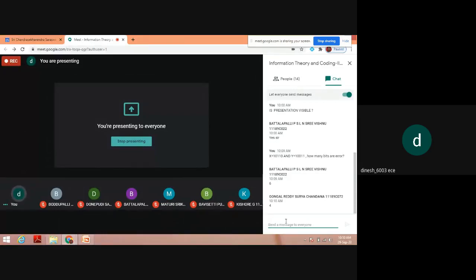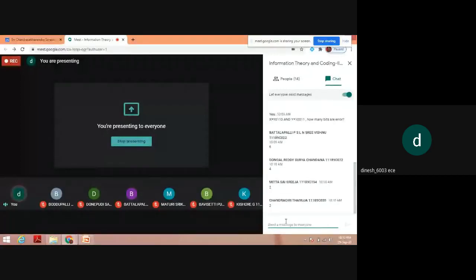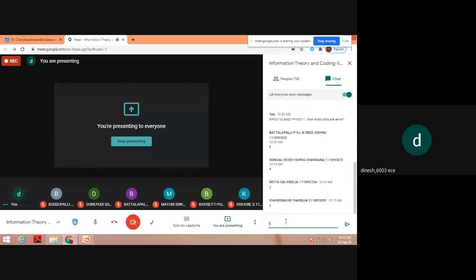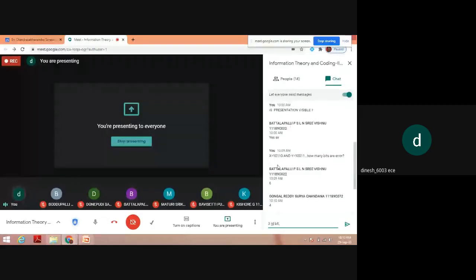See, compare X and Y. First bit is 1 1, as it is. Second bit 0 0, as it is. Third bit, you see in X it is 1 but in Y it is 0. So third bit is an error. Next check fourth bit. In X it is 1, in Y it is 1. So it's not an error.